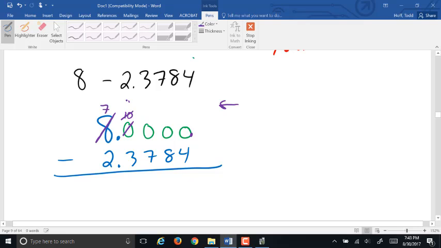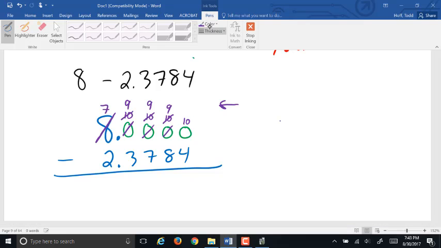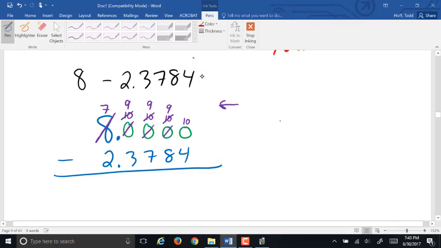I'm going to borrow from the 10. That becomes a 9. This 0 now becomes a 10. I have to keep going. Borrow from that 10 to become a 9. This 0 becomes a 10. Borrow from that 10 to become a 9. This 0 becomes a 10. Now we can subtract. 10 minus 4, 6. 9 minus 8, 1. 9 minus 7, 2. 9 minus 3, 6. Decimal point comes down. 7 minus 2 is 5.